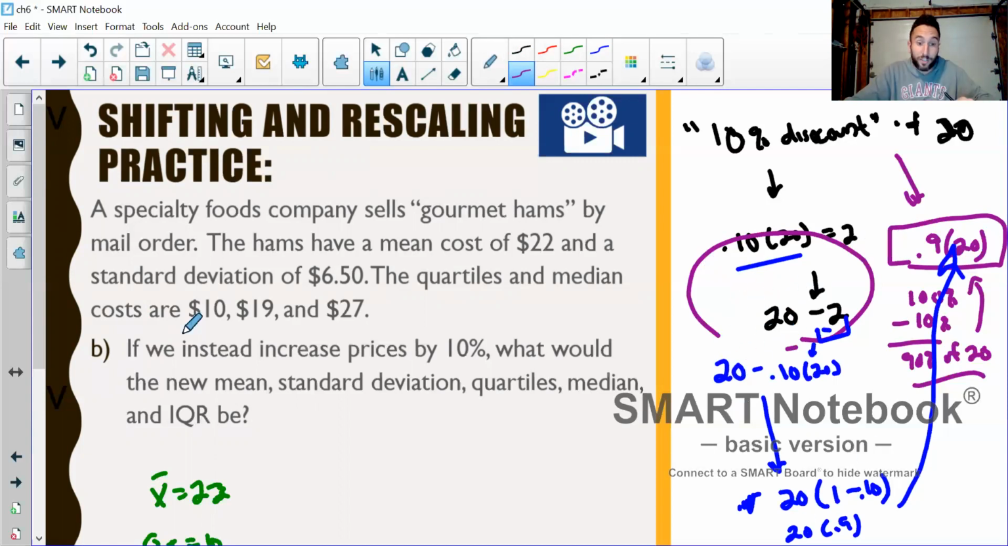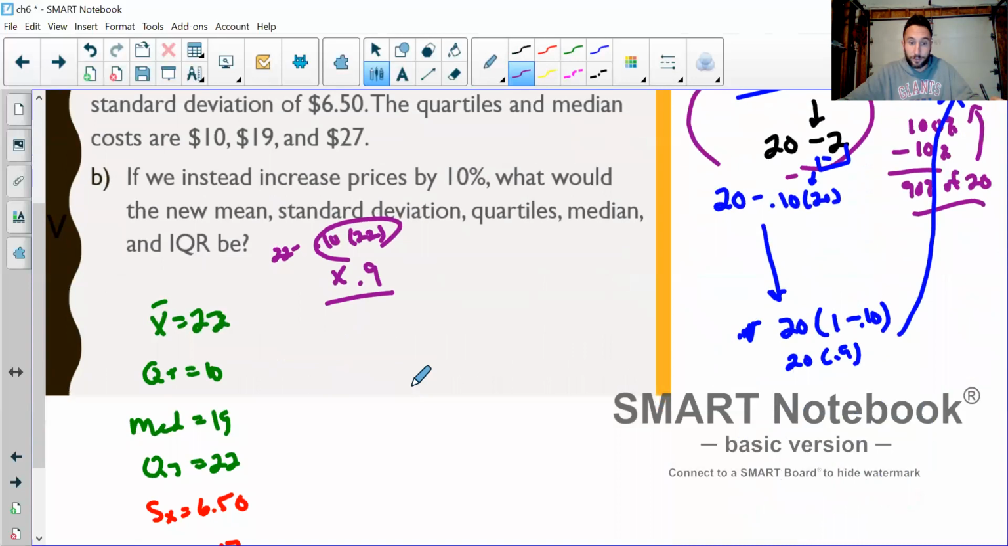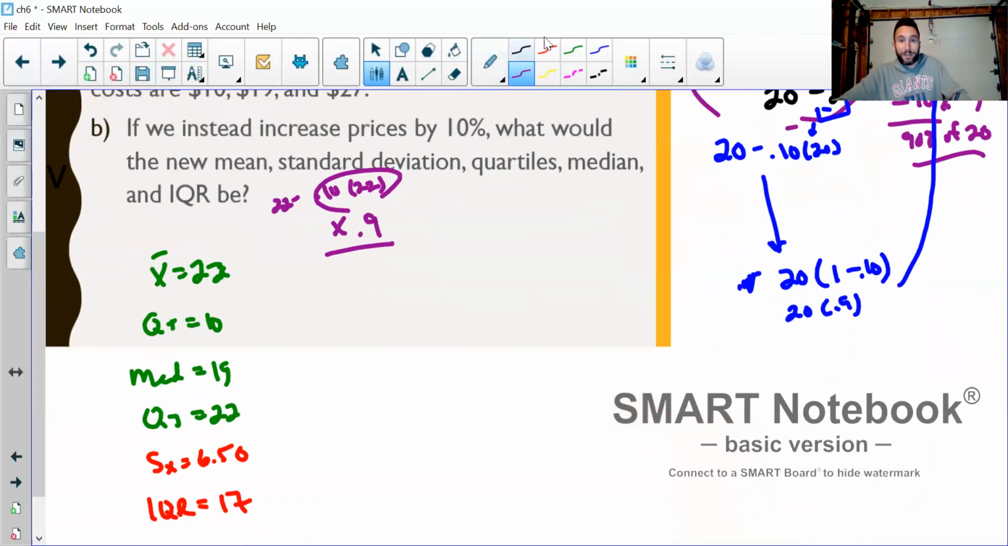So taking a percentage discount or adding a percent to something, that's rescaling. If we were going to increase prices by 10%, we'd want to multiply by 1.1, right? Because we'd have 110% of the original price. So my advice to you is to think of rescaling as times 0.9, rather than thinking of it as 0.1 times 22, then we get that answer and we subtract from 22, which is the same thing we could see over there on the right in the algebra. That's just my advice.